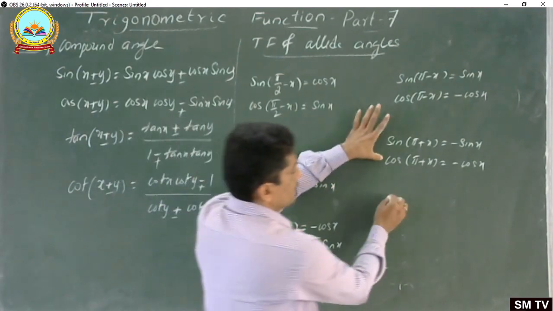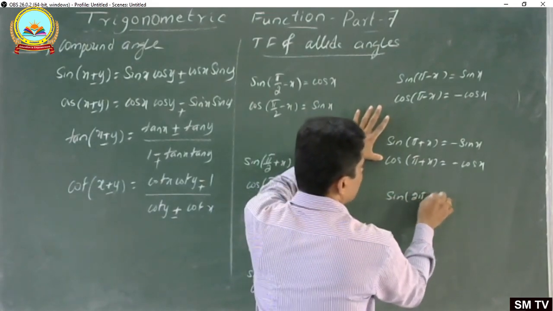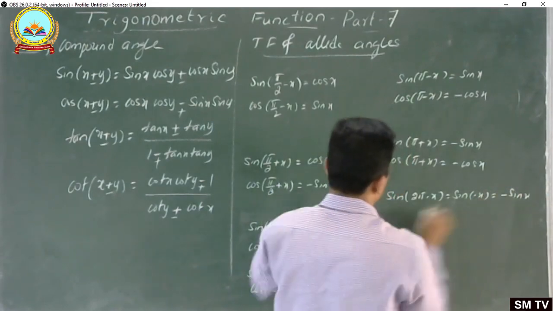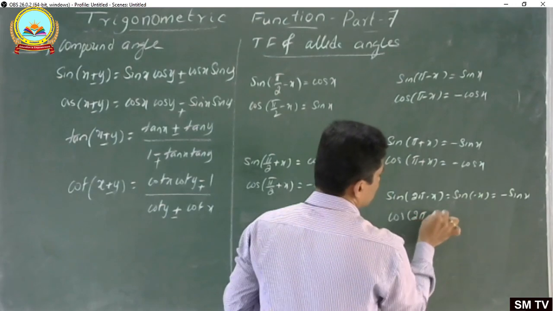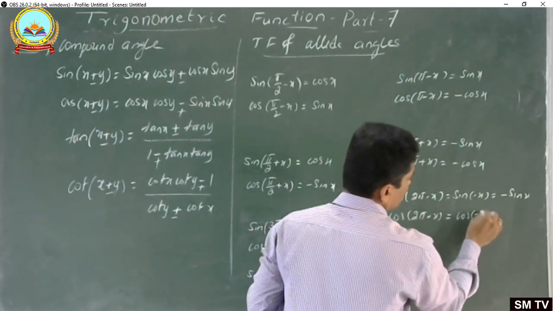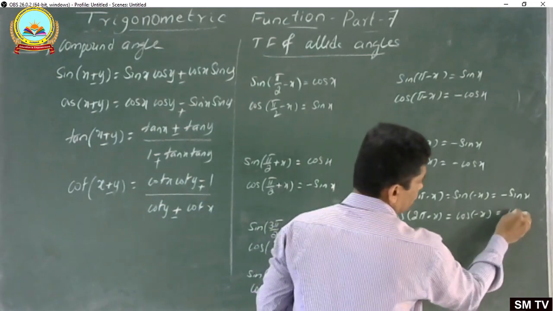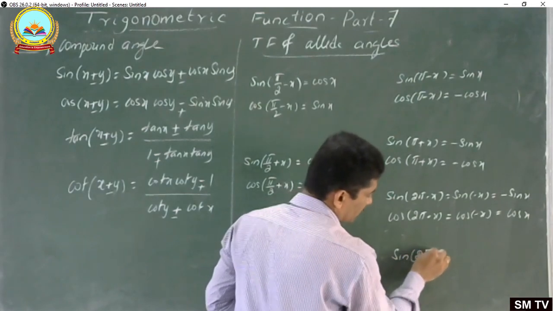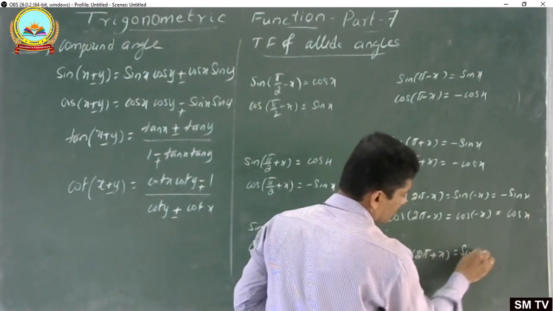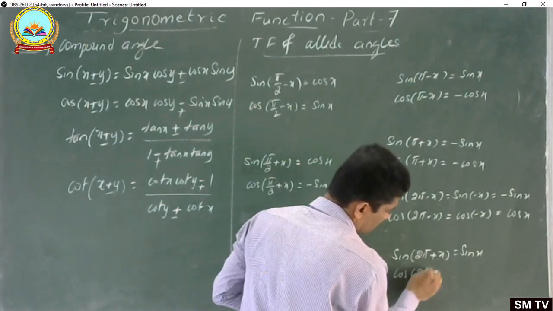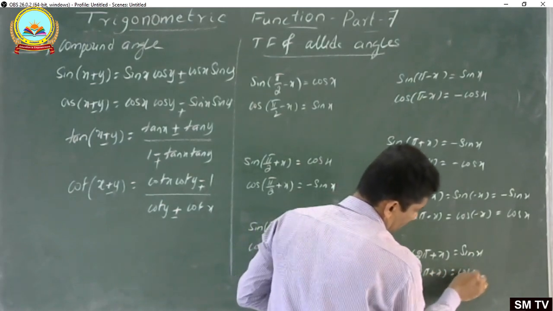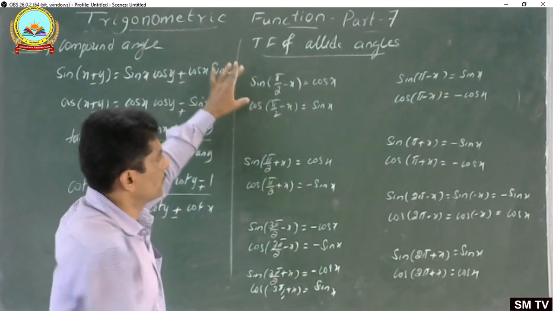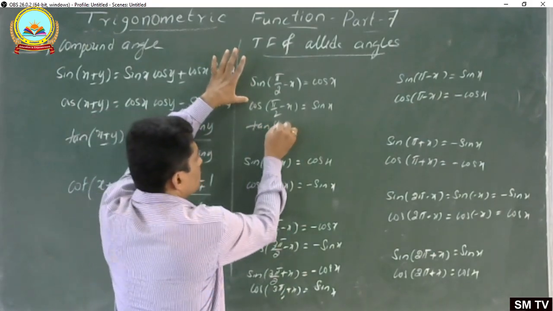And also you know that sine of 2 pi minus x, or simply sine of minus x, is minus sin x. Cos of 2 pi minus x, or cos of minus x, its value is plus cos x. And also you know the periodic functions: sine of 2 pi plus x means sin x, cos of 2 pi plus x means cos x. Clear?